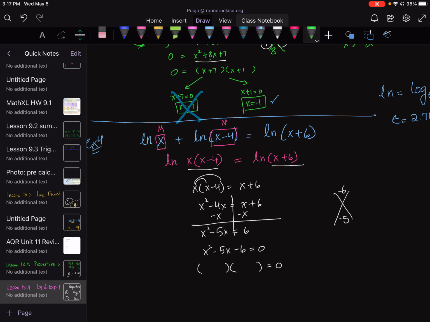That should be negative 5, and no, negative 6 and 1, correct? When I multiply those two, I get negative 6. When I add those two, I get negative 5. So here's the factoring, x minus 6 and x minus 1, which means either x minus 6 equals 0 or x minus 1 equals 0.